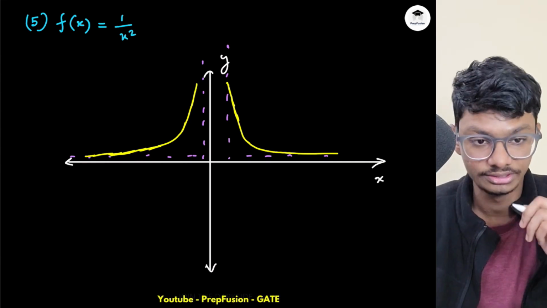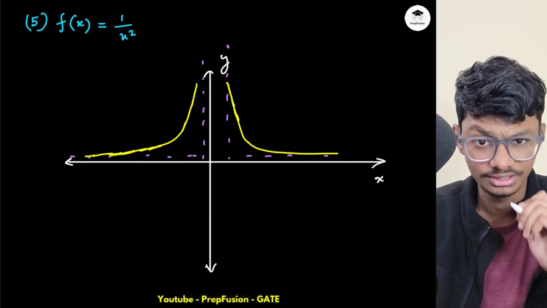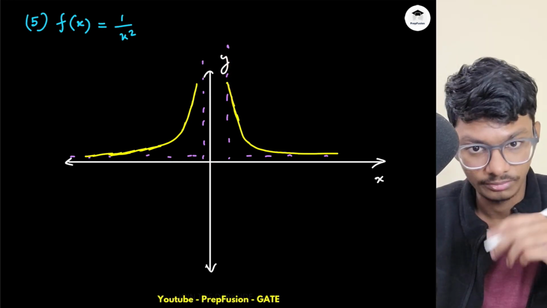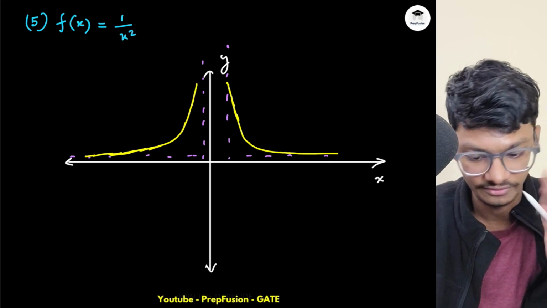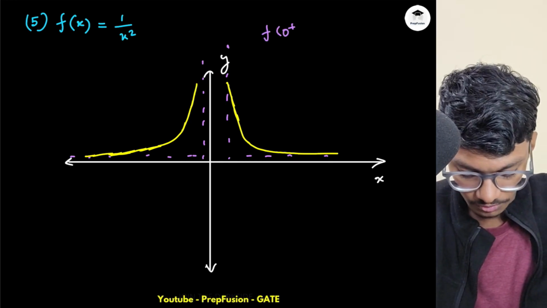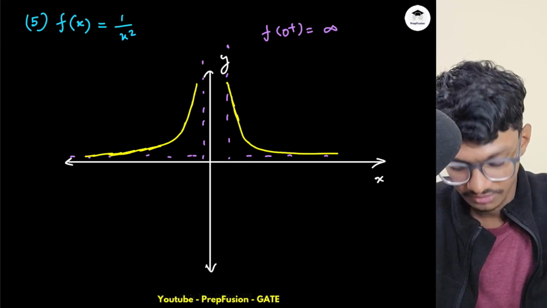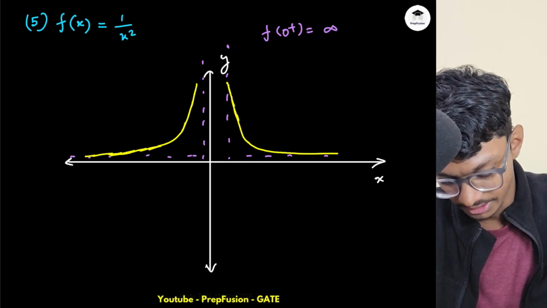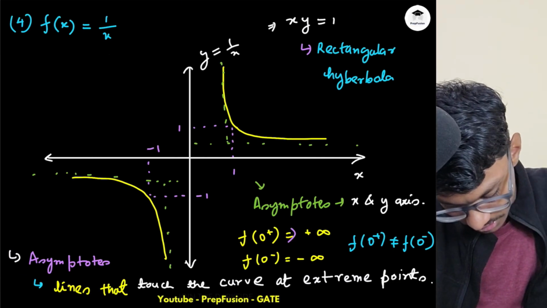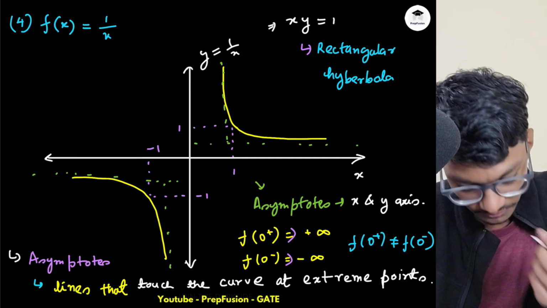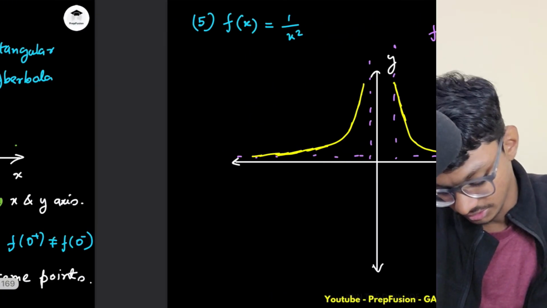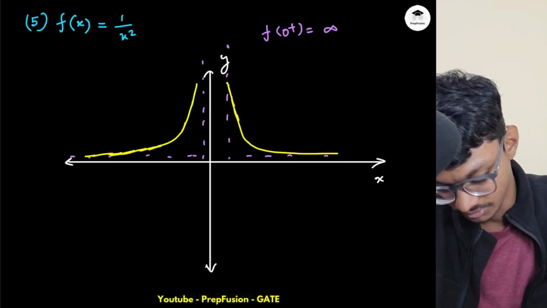So here, what is the interesting fact? The interesting fact is that just after x equals 0, my function is tending towards positive infinity. So I can write that f of 0 plus is positive infinity. I can write this equals to infinity, no worries.